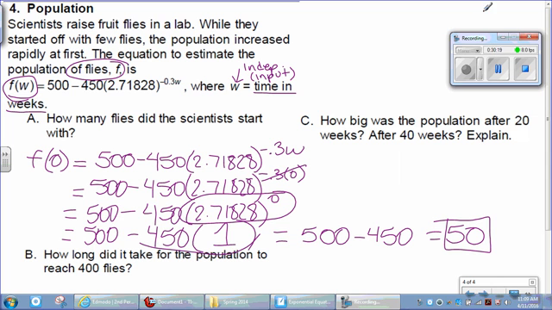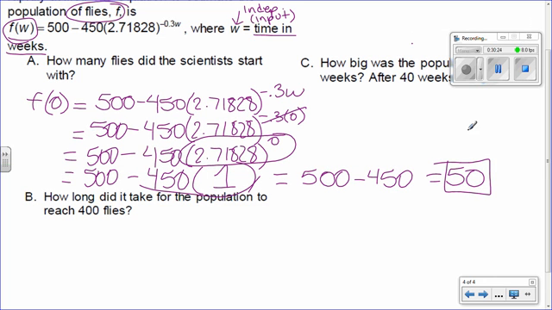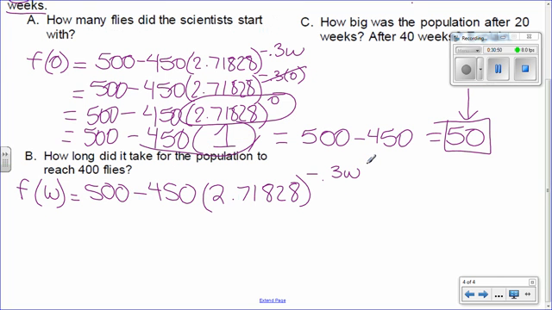Now, how long would it take for the population to reach 400 flies? So now we already know they started with 50. But we're still just going to go by the equation given to us. So I'm going to write it first. It's 500 minus 450 times. Do you guys recognize this number that I'm writing, 2.71? E. Yeah, that's exactly what it is. Okay, and so right here, first thing I'm going to do is make the future population be 400.